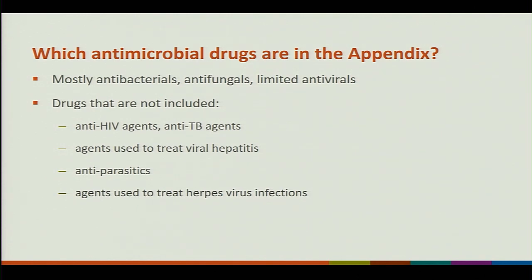The antimicrobial agents which are eligible for use to meet the IVAC criterion are located as an appendix in our protocol. There are mostly antibiotic agents and antifungals, but we do have a few antivirals that are also included. But drugs that we exclude are those that are used to treat HIV, tuberculosis, hepatitis, antiparasitics, and herpes virus infections.